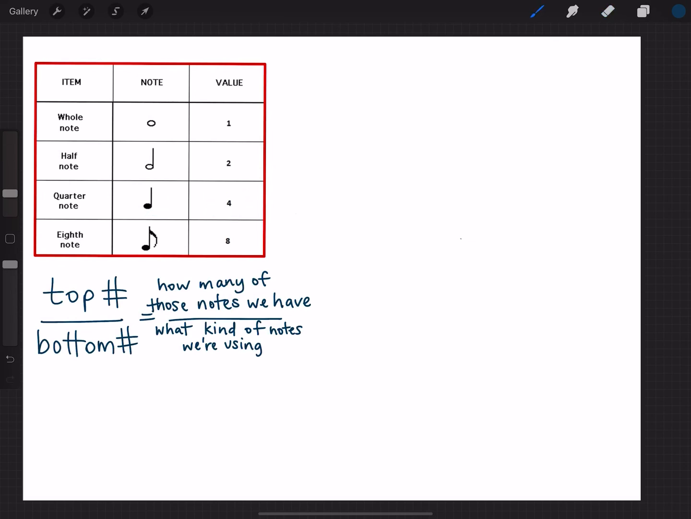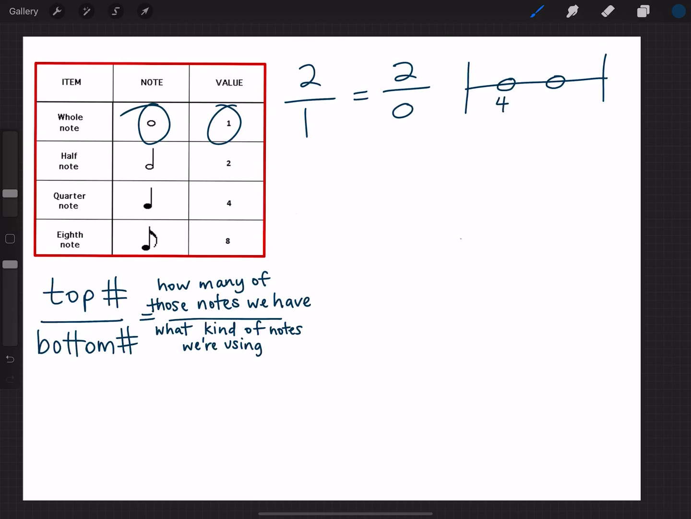How about 2, 1? Okay, if you look at our chart, 2, 1 means that we're dealing with a whole note. So on the bottom, I'm going to draw a whole note. The top number tells us how many of those whole notes we have, and the answer is 2. So we can draw an example measure, and we're going to draw 2 whole notes in it. Now, how many beats is a whole note worth? A whole note is worth 4 beats.